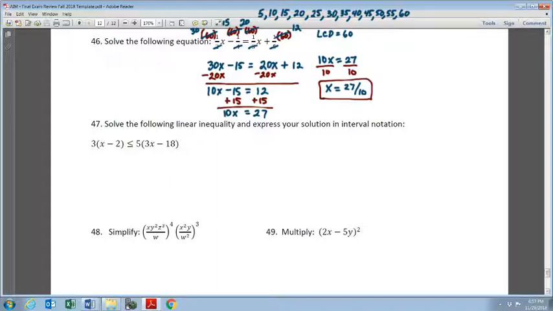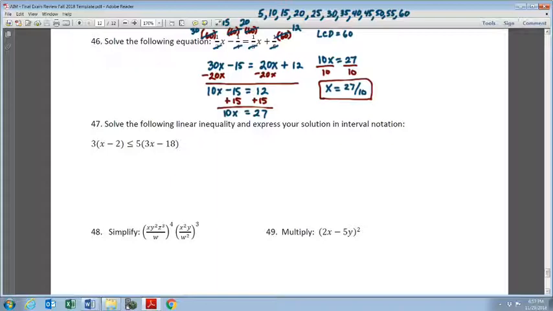Look at number 47. This is just like solving an equation, except for when we get our answer, we're going to get more than just one answer. We'll write our answer in interval notation. And the other thing is, if we divide both sides by a negative at some point, or multiply both sides by a negative at some point, we have to reverse the inequality.